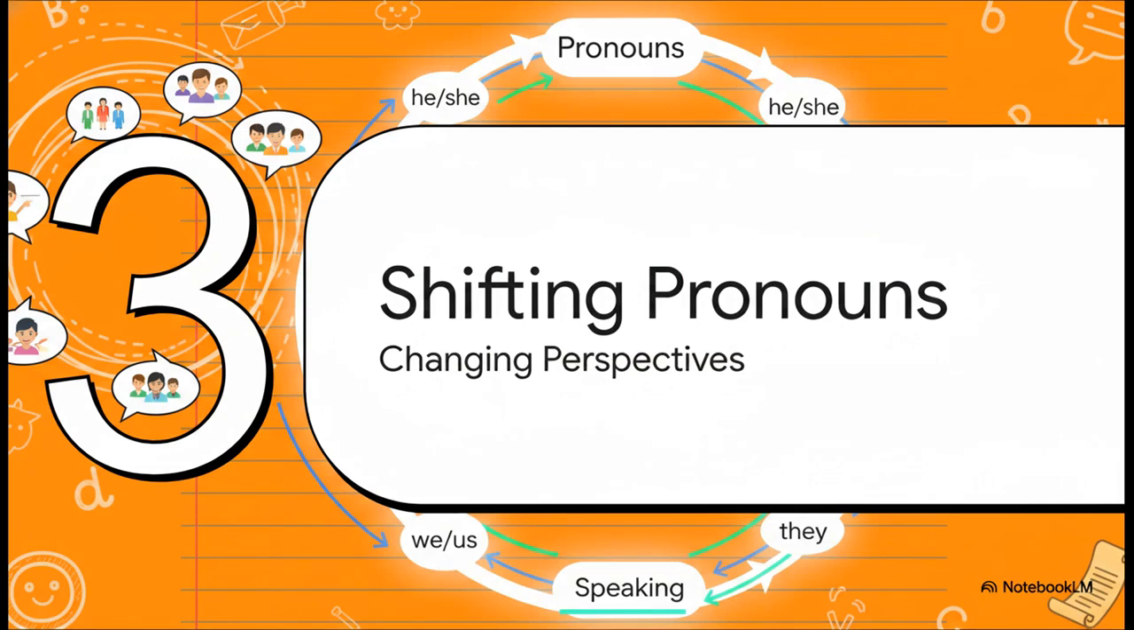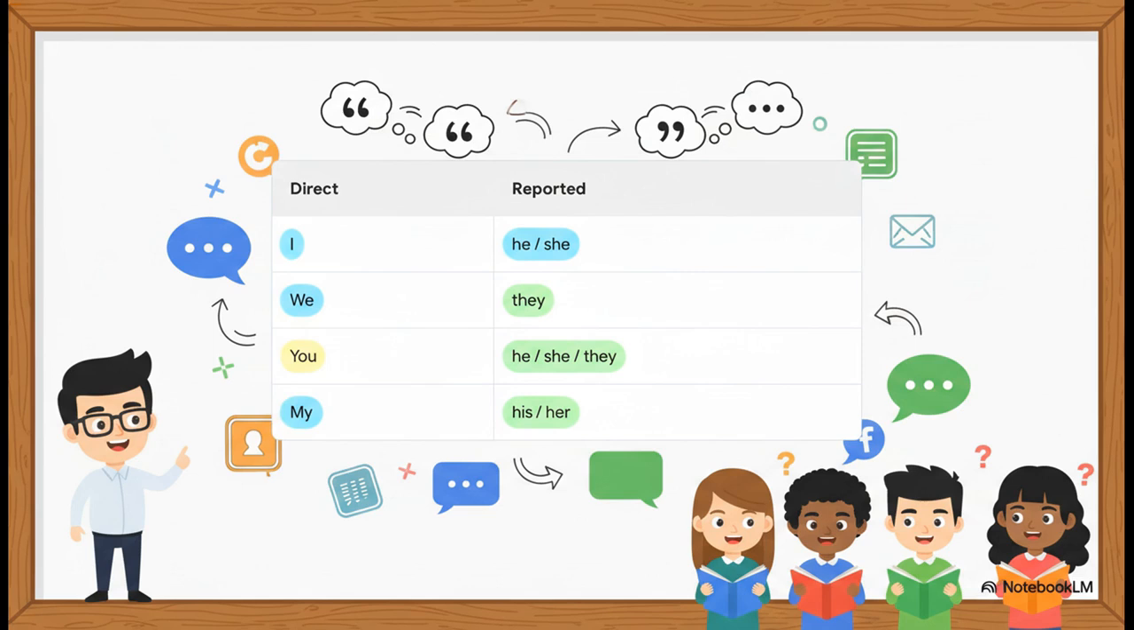Module 3. Shifting pronouns and people. Here's the thing. When you report someone's speech, you absolutely have to adjust the perspective. Think about it. If your friend said I or we, you can't go around saying I or we when you report it, because you didn't say it, they did. So I has to switch to he or she, we naturally becomes they, and so on. It's all about shifting to that third person point of view.